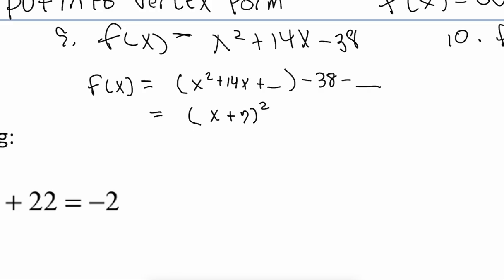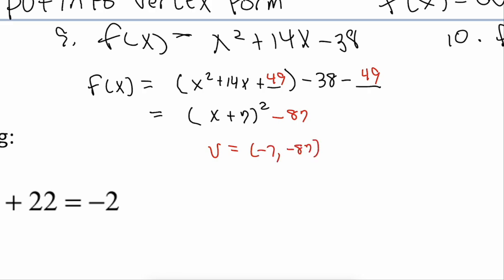But I technically need a 49 here to make that work. I can't just add something to an expression without subtracting it off immediately to balance it out. So I have to subtract it off, and I get minus 87. The vertex of this parabola is -7, -87.